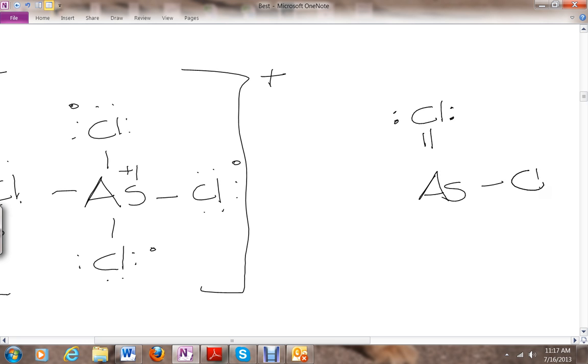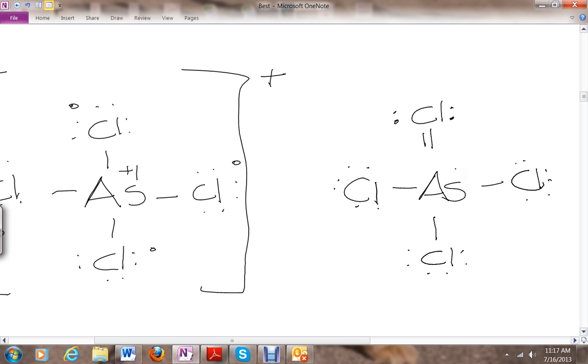So this, we leave it like that. 1, 2, 3, 4, 5, 6, 7, 8. And by the way, we didn't check 1, 2, 3, 4, 5, 6, 7, 8. Don't forget that, I forget when I'm going too fast. Don't forget to check the octet. 1, 2, 3, 4, 5, 6, 7, 8.